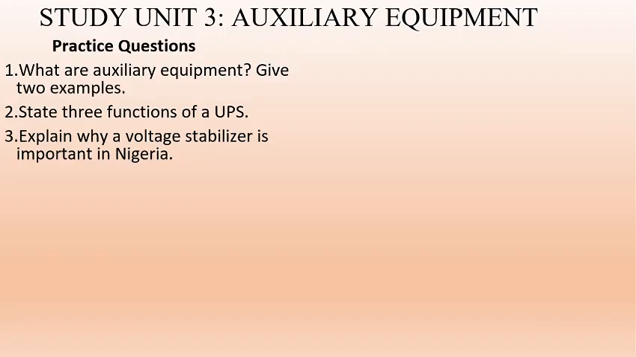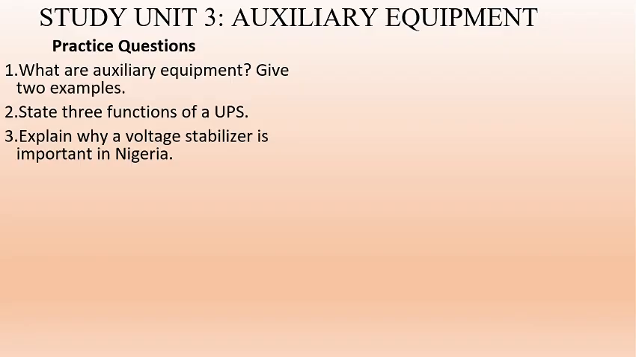Okay, so the three functions of a UPS: they clean the electrical supply, they store electrical charge, and they help to power the computer back if the light suddenly goes off. These are the basic functions of the UPS. So let's go to the third question. Explain why a voltage stabilizer is important in Nigeria. We are not talking about another country.